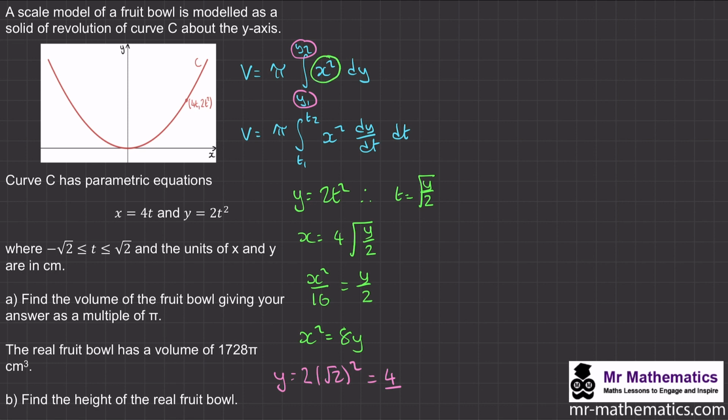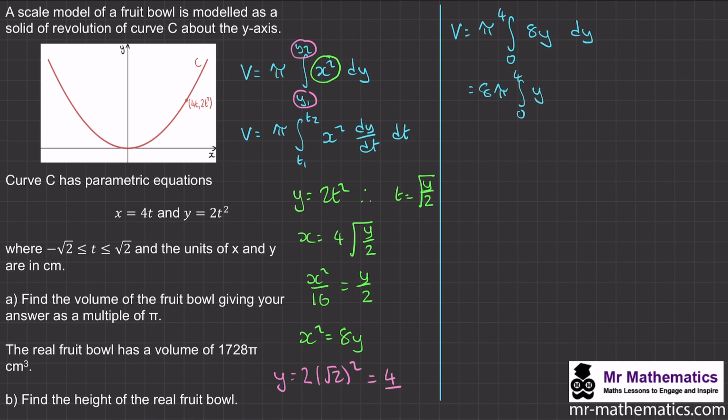So now we can work out our volume. So the volume will be pi times the integral between 0 to 4 of x squared, which is 8y, integrated with respect to y. And because this is a constant, I can move this out in front of our integral sign. So this will give us 8 pi times the integral between 0 to 4 of y, dy. So now we'll integrate the y, and we get 1/2 of y squared between the limits of 0 to 4.